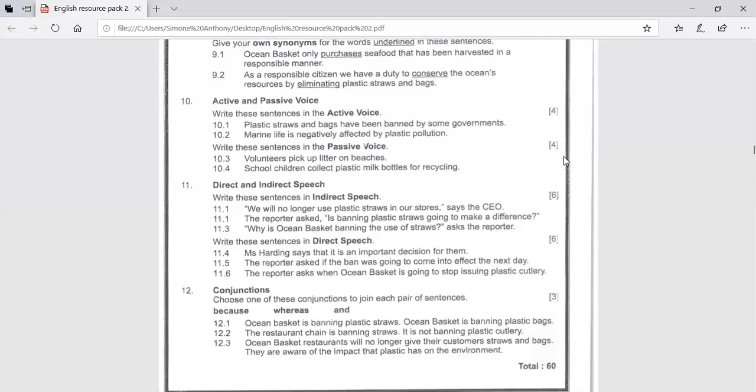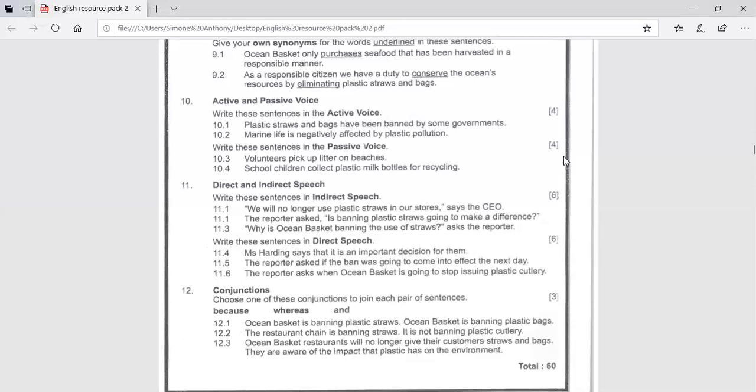11.2, the reporter asked, is banning plastic straws going to make a difference? So that would change to the reporter asked if or whether banning, so you could use the word if or whether there. So it'd be the reporter asked if or whether banning plastic straws was going to make a difference. If we look at 11.3, why is Ocean Basket banning the use of straws? Asked the reporter. So it would be the reporter asked why Ocean Basket is banning the use of straws.